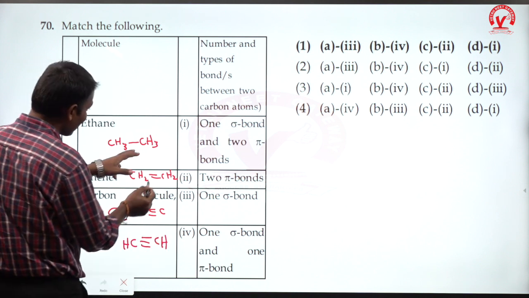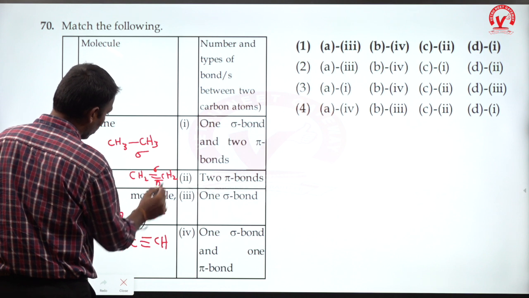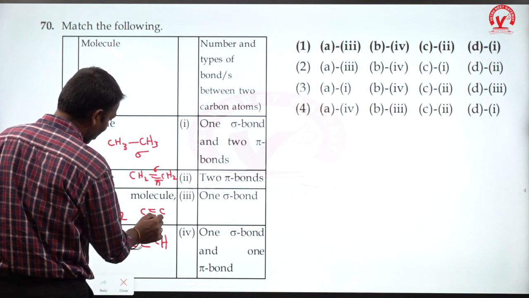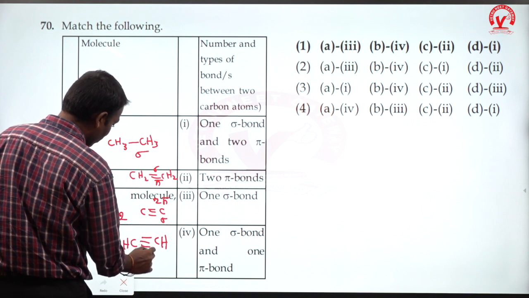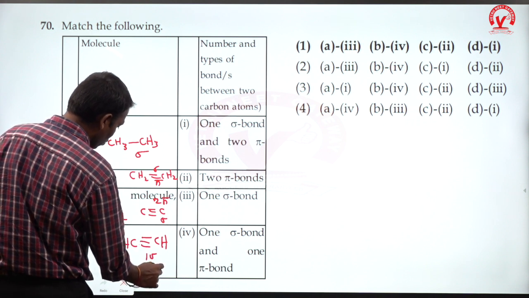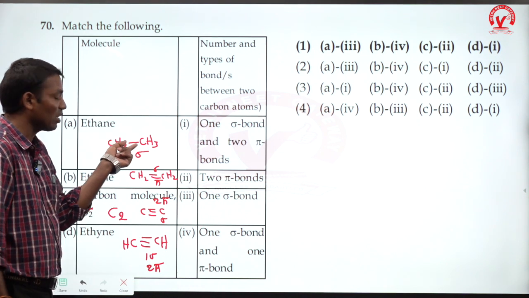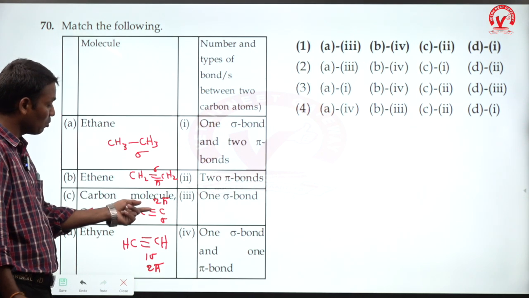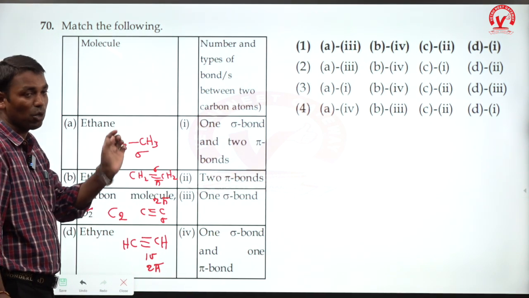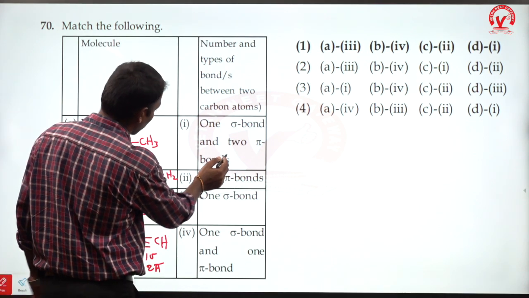See here, all are sigma bonds. Here one sigma bond, one pi bond. Here the middle one is a sigma bond, two pi bonds. Here also one sigma bond, two pi bonds, right? So a single bond always means a sigma bond. A double bond means one sigma bond, the other one is a pi bond, and a triple bond means the middle one is a sigma bond, with pi bonds above and below. Now you can choose the correct answer.